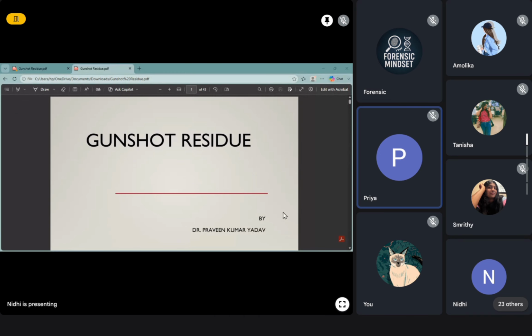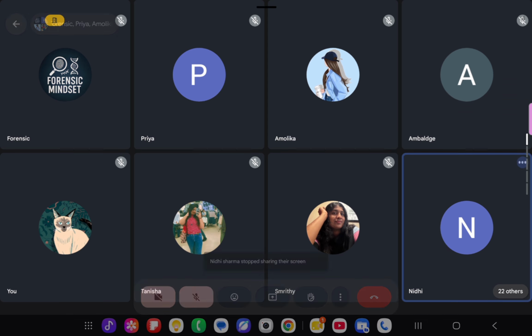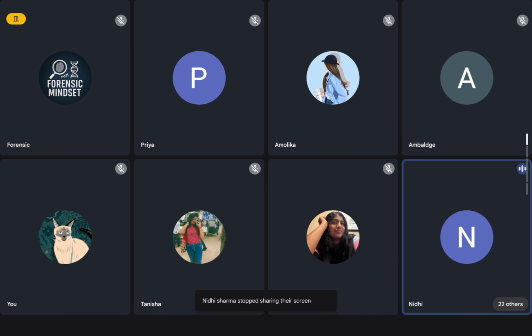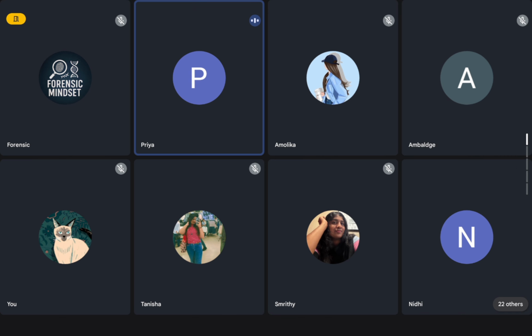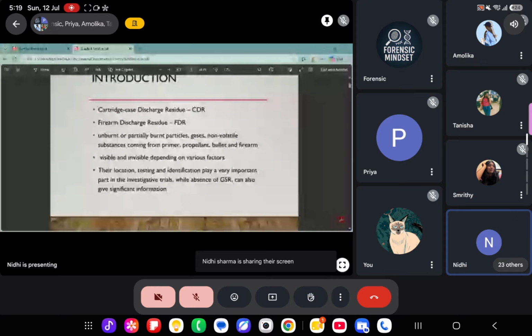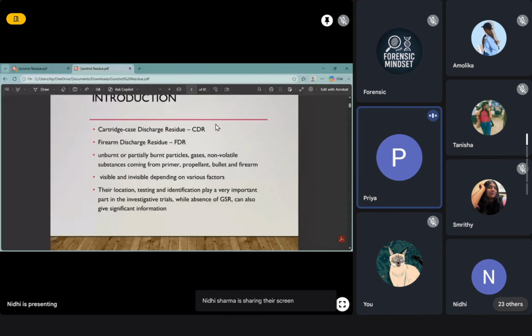Yes, ma'am. Okay. So, today we are starting off with GSR, which is gunshot residue, which we can also call cartridge case discharge residue. Ma'am, your screen is now invisible. It is not visible. No, ma'am, it's stopped sharing. Okay. Is it now visible? Yes, ma'am. Now is it clear?